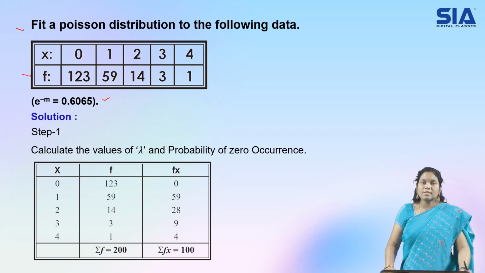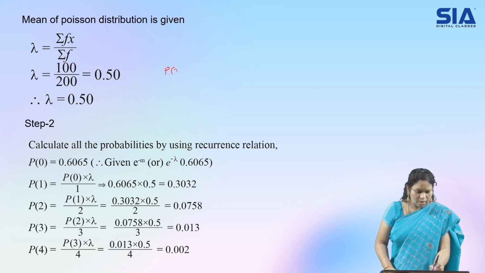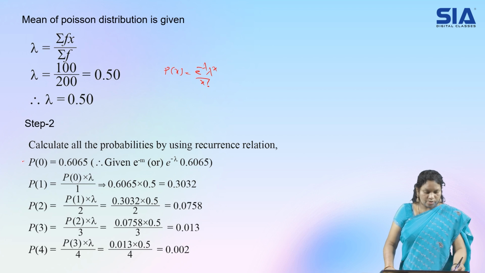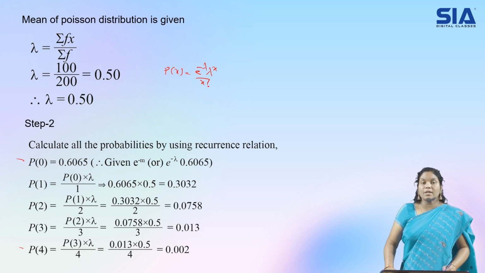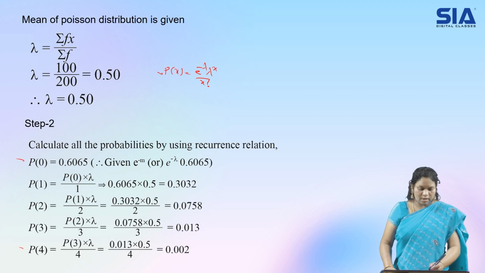First let us discuss the formula, then we'll come back to the table. The formula: probability p of x is equal to e power minus lambda, lambda power x by x factorial, as we discussed earlier. Here we'll be using that under a recurrence relation. Recurrence relation means it is repeated again and again, like here, 0 to 4, 5 times we are considering. So we'll change this formula to a recurrence relation.